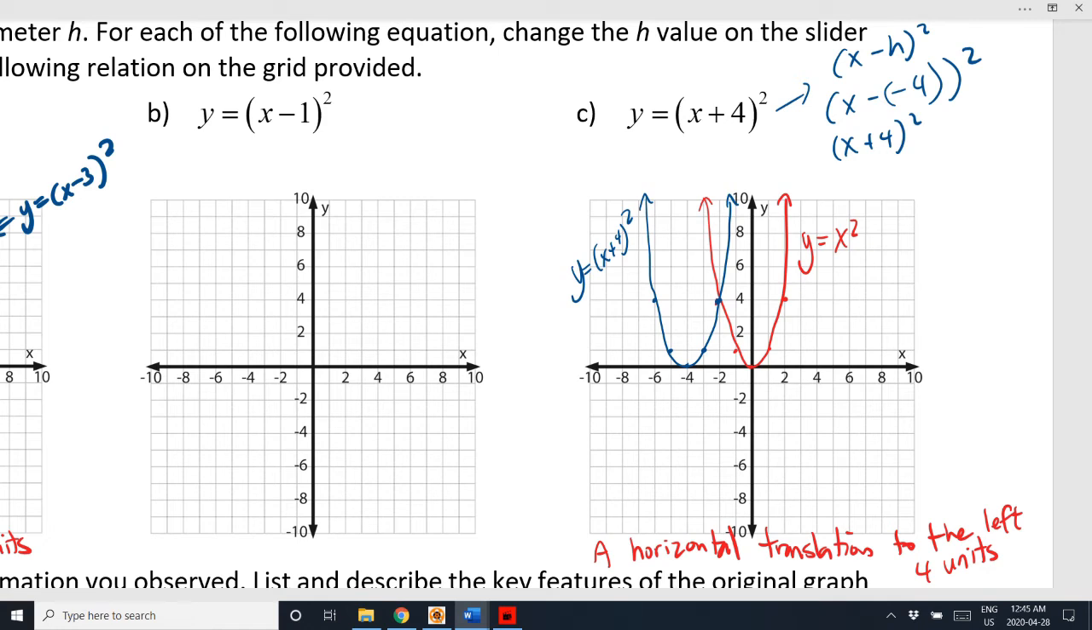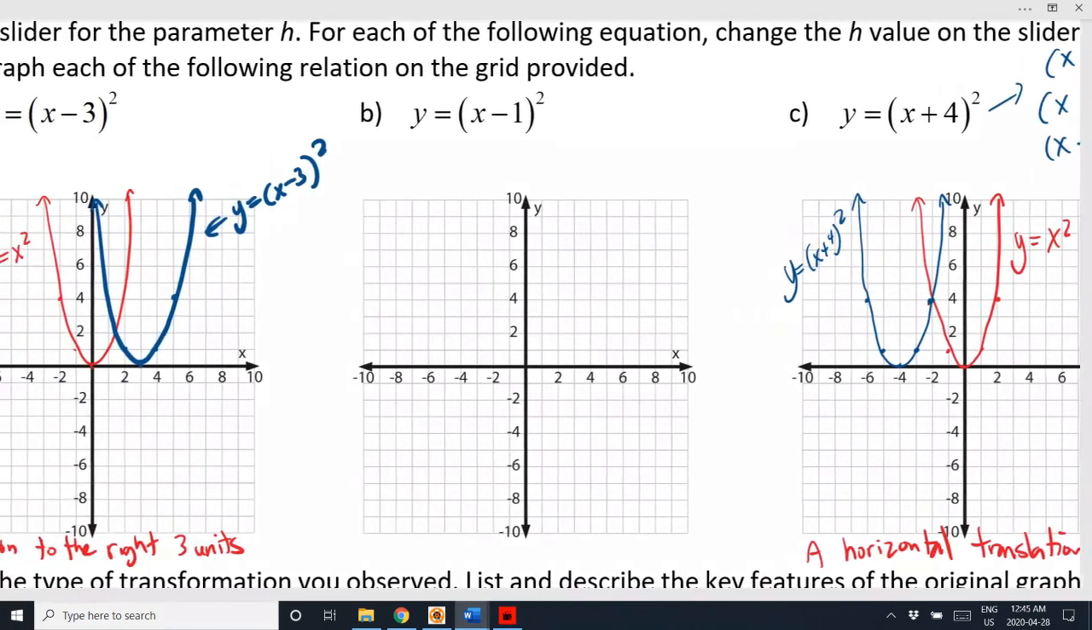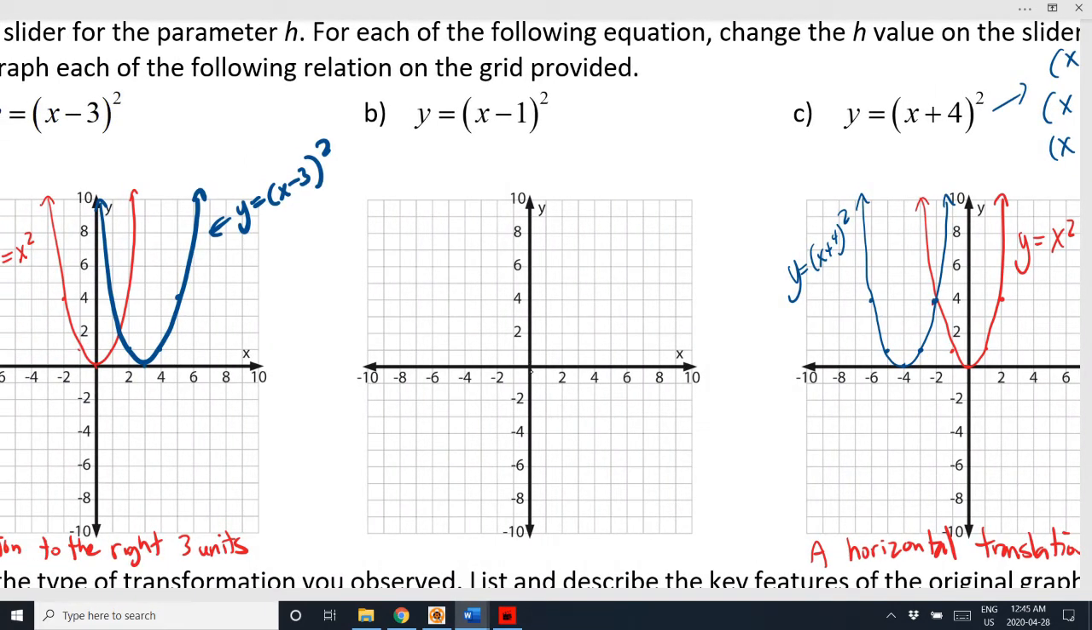And now let's just do example B, and since we know how it works, we can just graph it. So again, like always, we'll start with our original parent function. Oh, it's an ugly parabola. It's better. And so we know that this -1 is going to be a shift to the right, because h in this case is equal to 1.